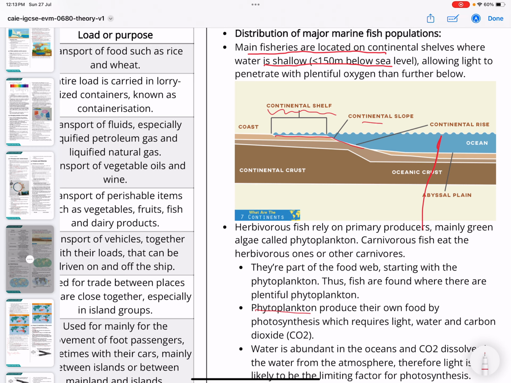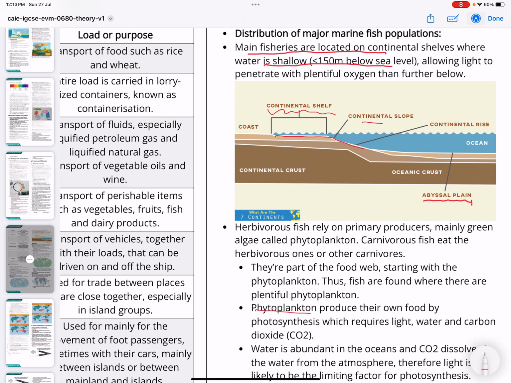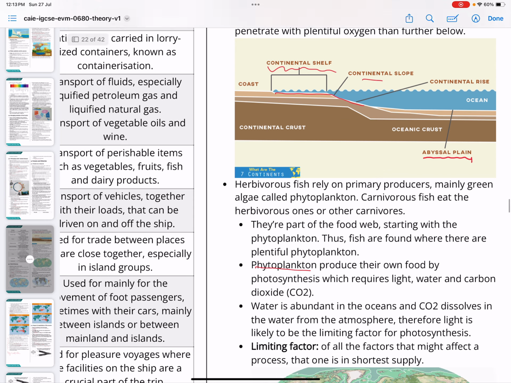So majority of the fishing is done at the continental shelf. However, some of the large fish are available at the continental slope, and the fishermen even go till the continental rise. The lowest point on the sea that has been discovered so far is the abyssal plain, but it is quite difficult for the fishermen to survive there. This is why only random fishing is done at the abyssal plain.